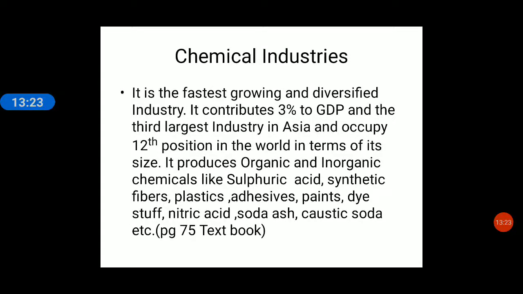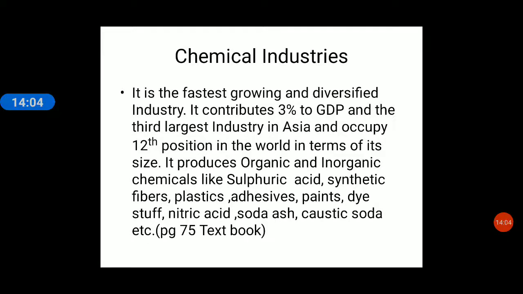So we have finished with agro based and then mineral based, and now the third category, chemical industries. Now chemical industry is the fastest growing and diversified industry in the world or in India. Why diversified? Because they make hundreds and hundreds of types of things. Diversified goods are made in the chemical industry. So it contributes 3% to our gross domestic product, and it is the third largest industry in Asia and occupies 12th position in the world in terms of its size.